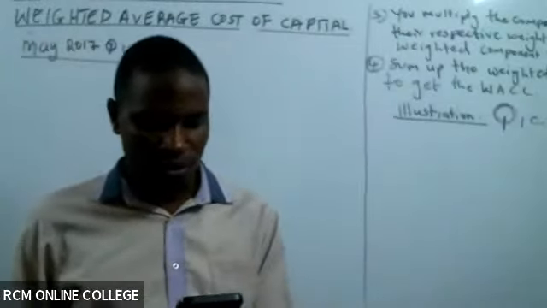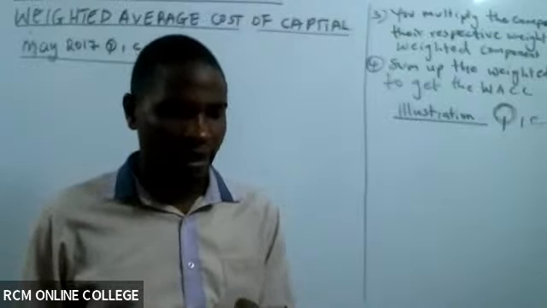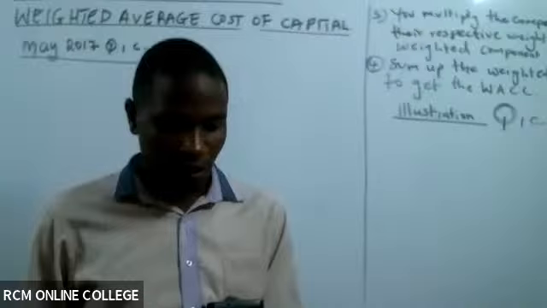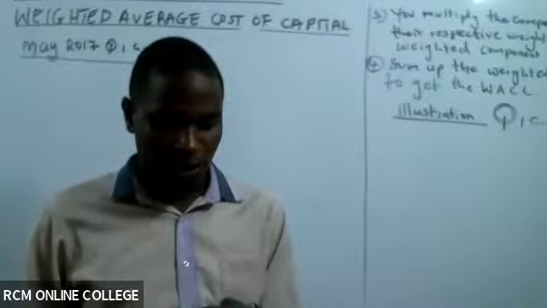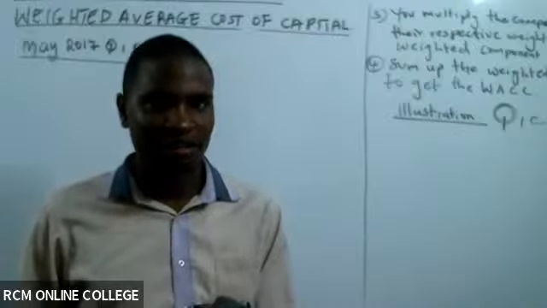They want us to compute the annual dividend growth rate using Gordon's growth model, the cost of ordinary share capital, and the cost of 10% debenture capital. We have a debenture, by the way. That's why they have given us tax.